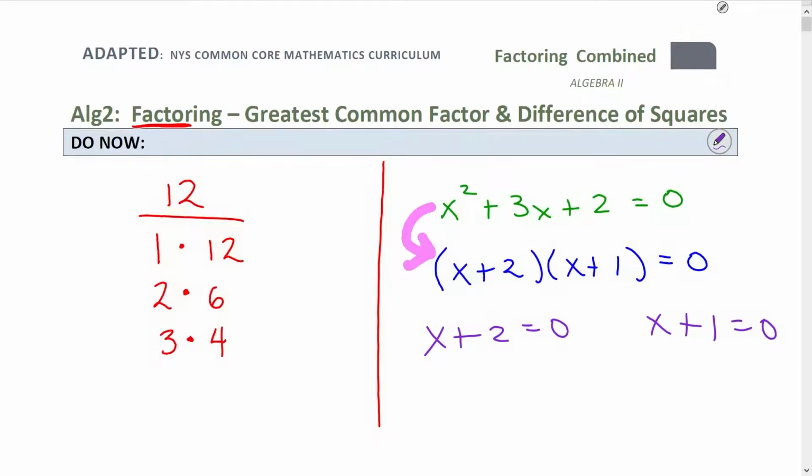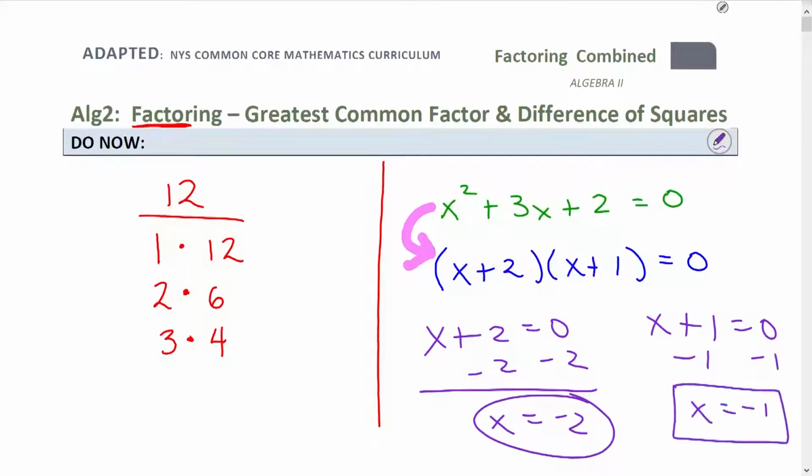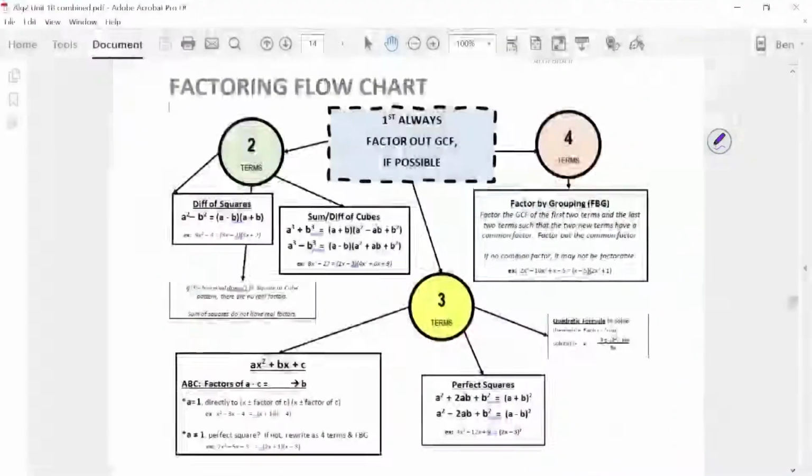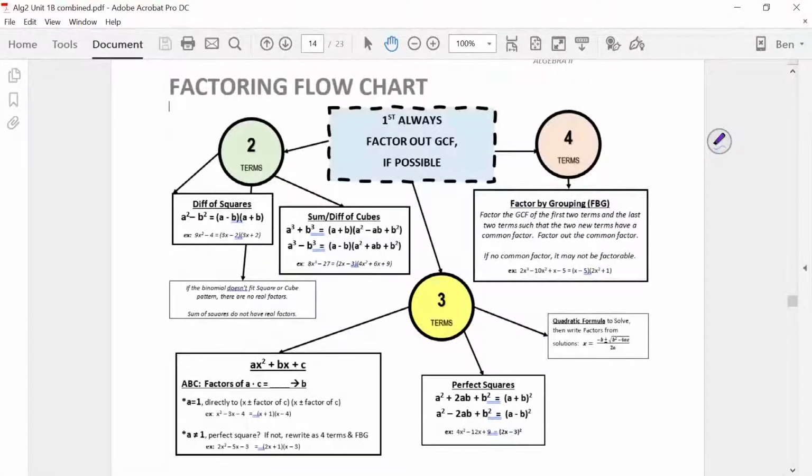We're breaking down a complex problem into some very small, easy, manageable problems, which I can then solve and find that -2 and -1 are the two x values that would make this top green equation true. But the process of going from this form to this form, this is called factoring. We will talk a lot more about this later on.